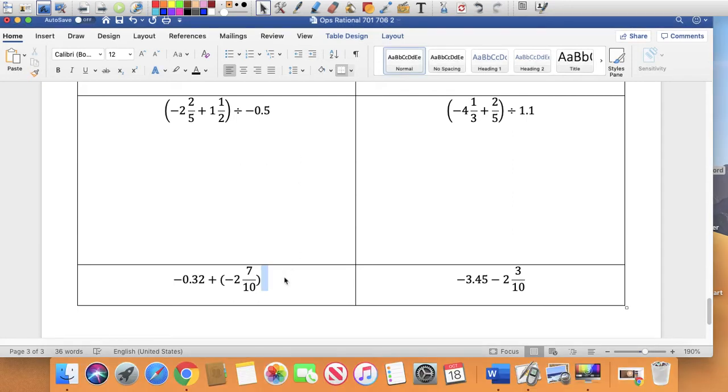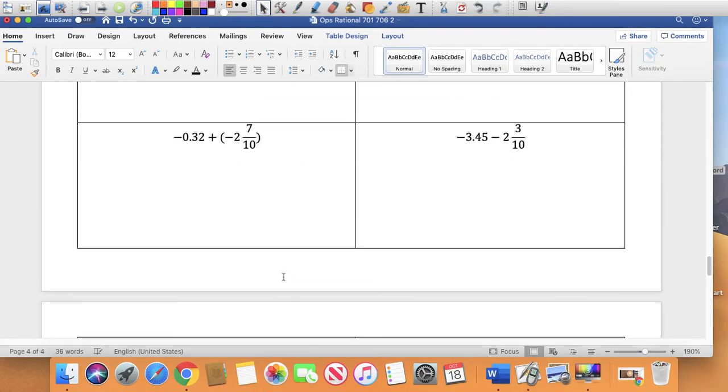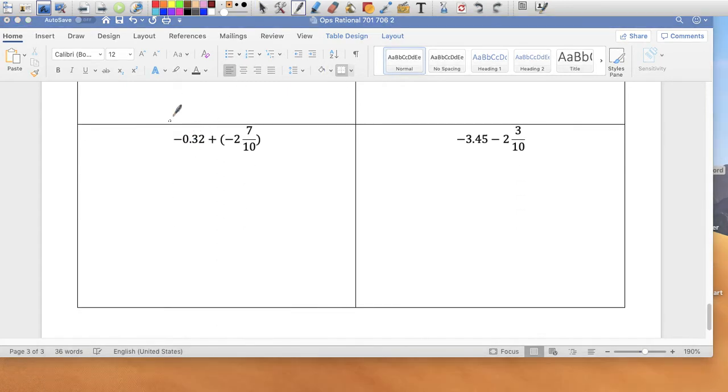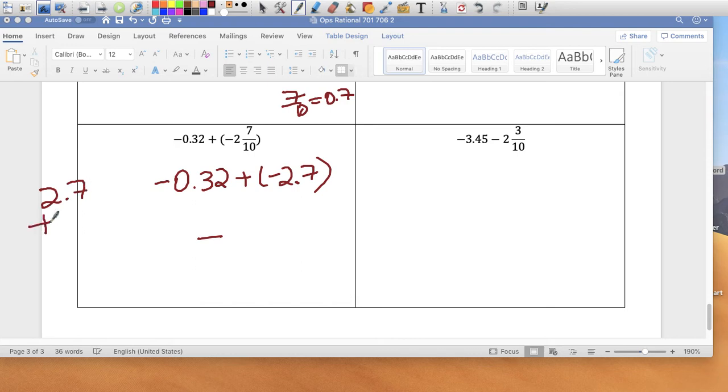2 more problems. So I would first change this to a, no, I won't. Yeah, I will change it. 0.32. I'm going to use decimals. Plus negative 2. And what's 7 over 10? 7 over 10 is 0.7. So I'm going to make this 2.7. We're adding, so amigos, right? They're friends, so it's going to be negative. And 2.7 plus 0.32. Put a 0 over here, so it's 2. 7 plus 3 is 10. Carry 1. So it's going to be negative 3.02.